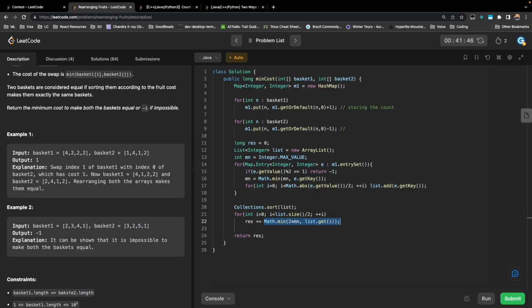And here again, as I said, we have two options when we are swapping. Either the cost would be the minimum value of swapping them directly, or it would be twice the minimum value present in both the baskets, okay? So whatever is the minimum, we pick that and add it to the result, and in the end, that is returned. So that is it. We can submit this and it would work.